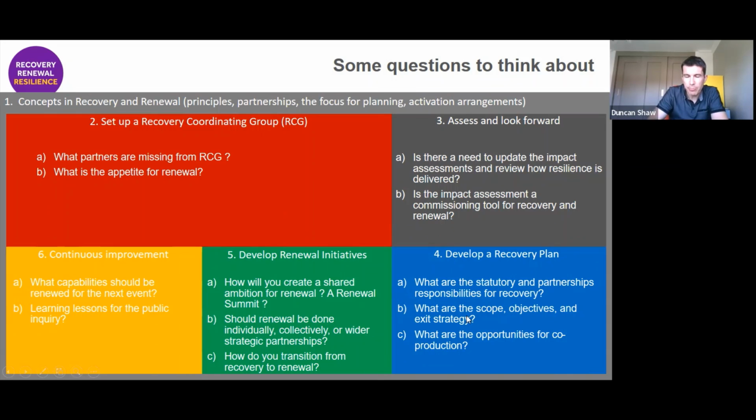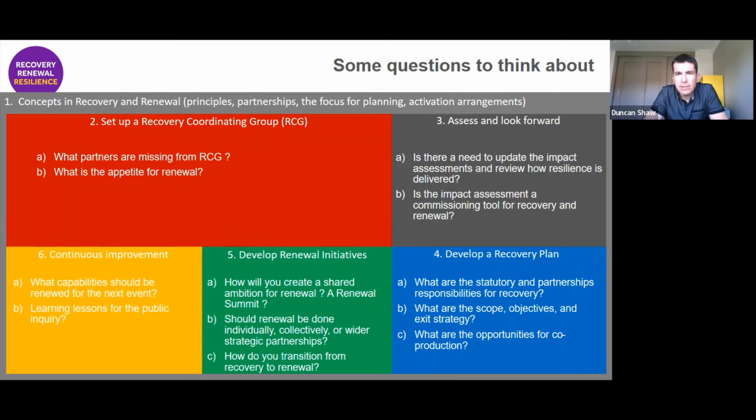Some of the questions that we've been posing to recovery coordination groups are around the recovery plan in this blue box down in the bottom right-hand corner, is thinking about some statutory partnerships responsibilities for recovery. And so what are those responsibilities? And thinking about the scope, the objectives and the exit strategy for recovery, and thinking about what are the opportunities for co-production, recognising that in recovery, we said previously that you take a different pace in recovery than in response, a bit of a slower pace. And that means that you can start involving society a bit more closely, and so starting to think through that.